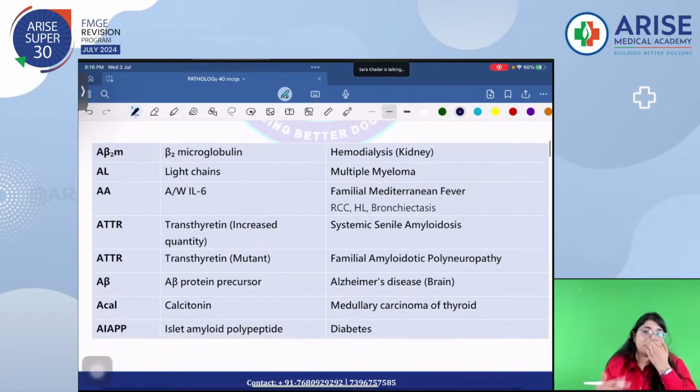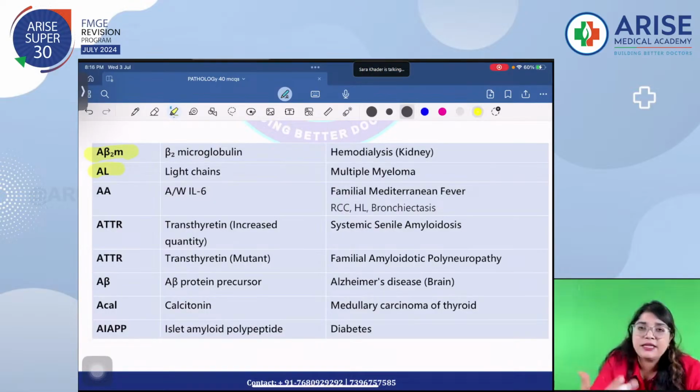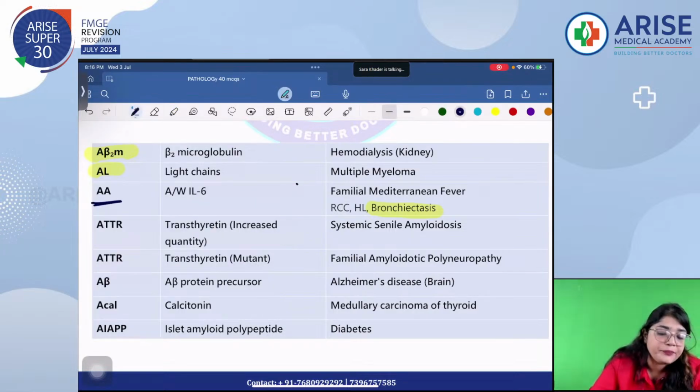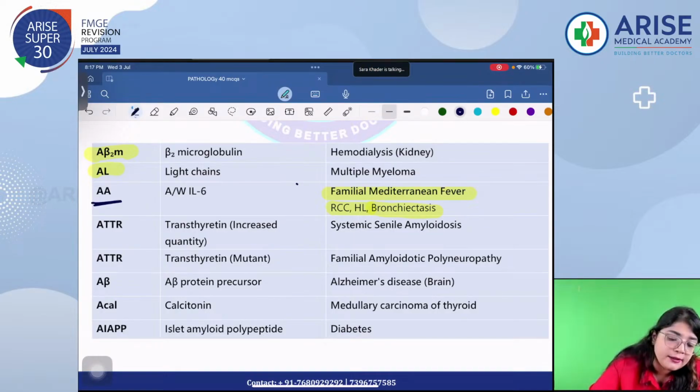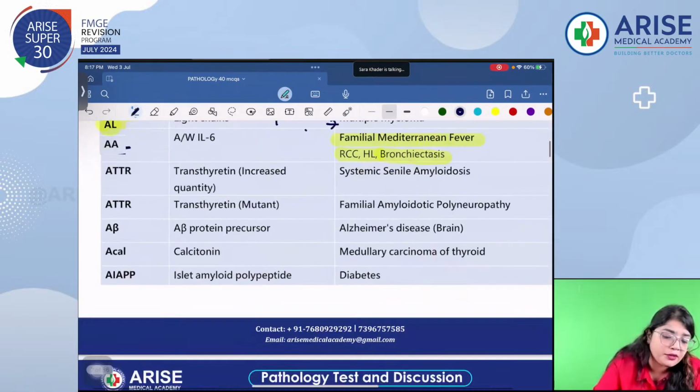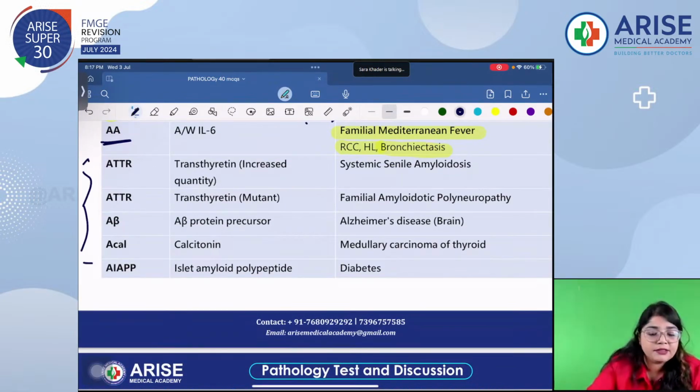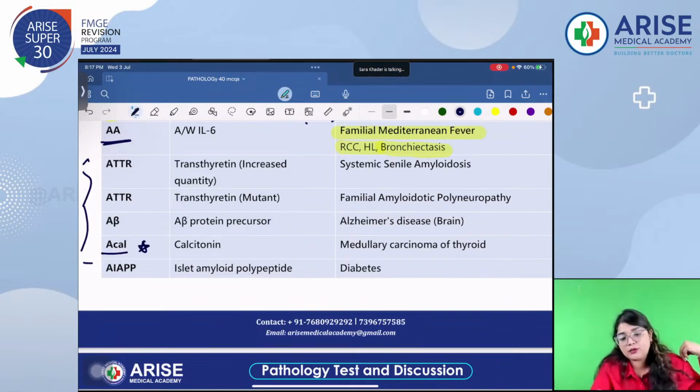Then these are the different types of amyloid in different positions. All of these have been asked in the exam, so very, very important. As you can see, bronchiectasis is associated with AA type of amyloid. Your RCC, Hodgkin's lymphoma, and a genetic factor which is familial Mediterranean fever, all of them are associated with AA amyloid. A-beta-2 microglobulin is associated with hemodialysis. AL is the primary amyloidosis, which is associated with multiple myeloma. Very, very important, please go through this. All of them are previous year questions. AA has been asked in the INI-CET question this time.